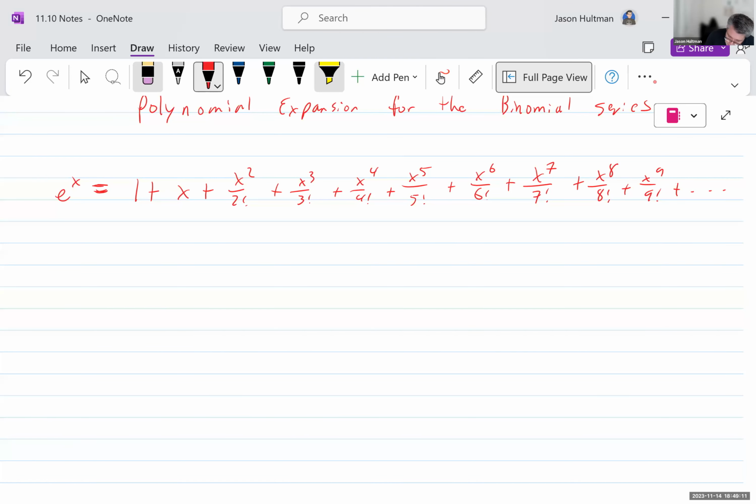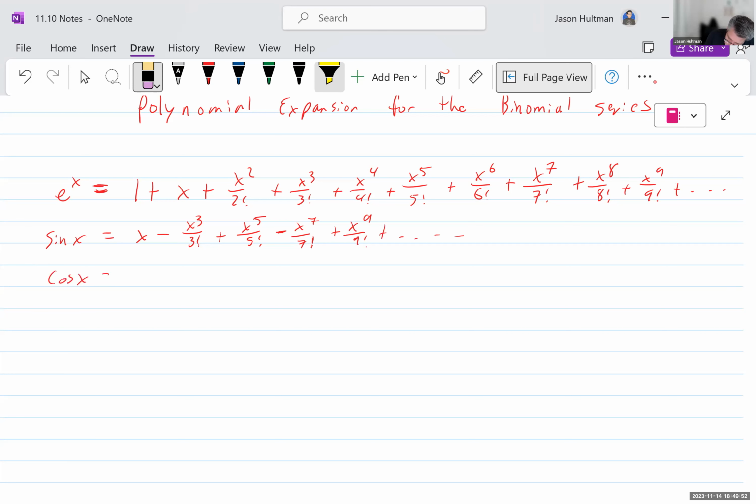Now let's look at sine x. What was sine x? Sine x was x minus x cubed over 3 factorial plus x to the 5th over 5 factorial. These are the odds, because sine is odd. x to the 7th over 7 factorial, plus x to the 9th over 9 factorial. That's sine, and this just goes on forever.